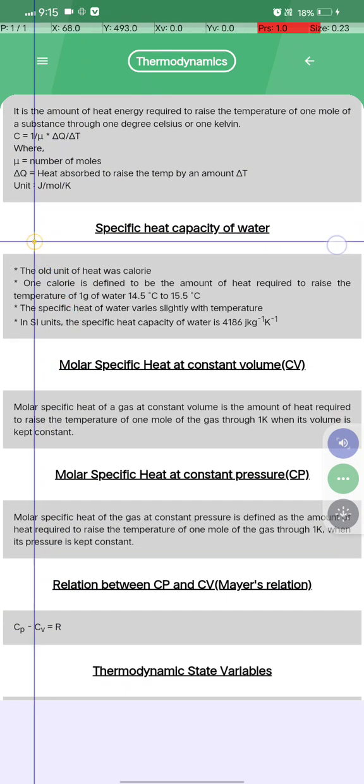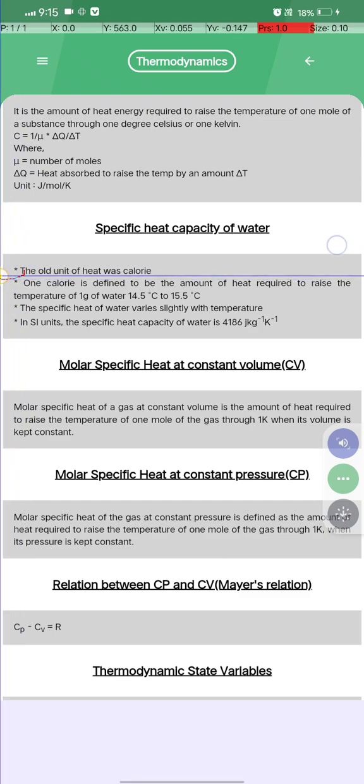Specific heat capacity of water. The old unit of heat was calorie. 1 calorie is defined to be the amount of heat required to raise the temperature of 1 gram of water from 14.5 degrees Celsius to 15.5 degrees Celsius. The specific heat of water varies slightly with temperature, and in SI unit the specific heat capacity of water is 4186 joule per kg per Kelvin.